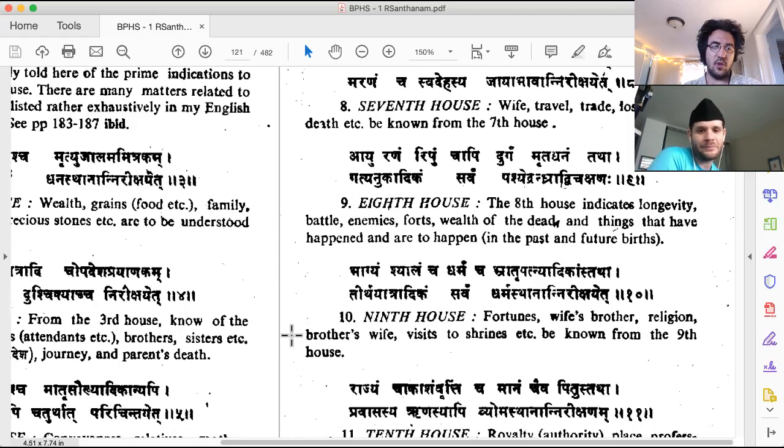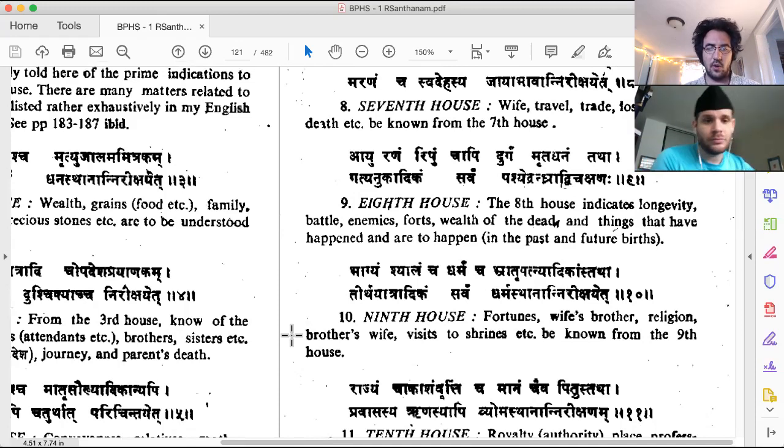Right, but traditionally, before this text, the Yavanajataka and the Hellenistic tradition do give death to the eighth house, more than to the seventh or the second. Although the seventh too has been associated with death and disease in Hellenistic and medieval tradition. People have to realize that the eighth and the seventh are death because that's where sunsets occur. Yeah, that's really the main reason.